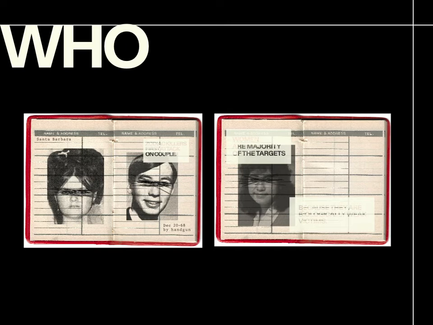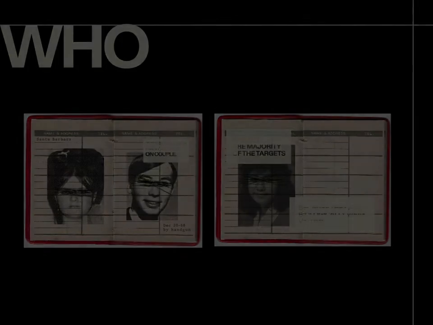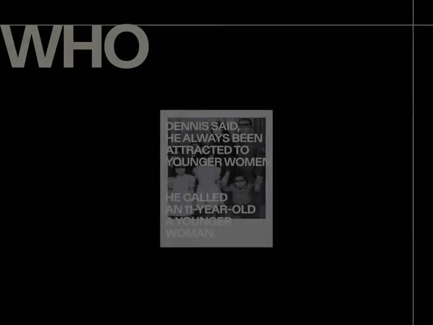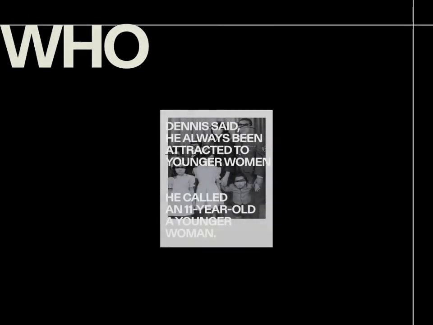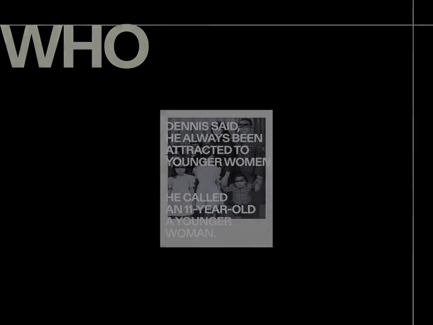For instance, women are the majority of the targets because they are biologically weaker victims. Zodiac only attacked couples. Then it said he was always attracted to younger women. He called them 11-year-old or younger women. This is a Polaroid of Dennis Rader. The screen text explained that Dennis Rader is a pedophile and cannot distinguish between children and younger women.